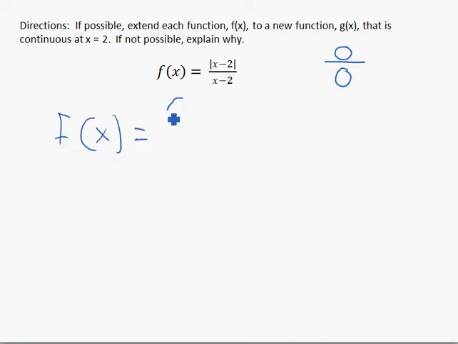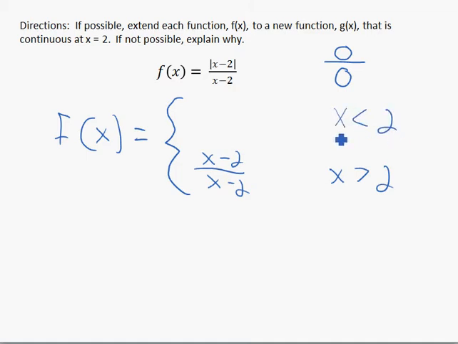F of x really equals, remember what we said with absolute value, it either equals itself, so this is just going to equal x minus 2 over x minus 2 if x is greater than 2, because if x is greater than 2, then x minus 2 is positive. And if x minus 2 is positive, then the absolute value of x minus 2 is x minus 2. But if x is less than 2, then x minus 2 is negative, so the absolute value is actually going to change that sign.